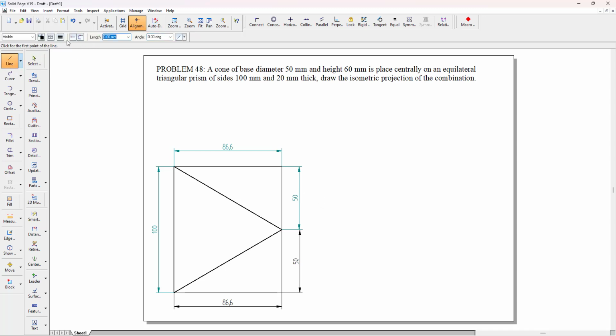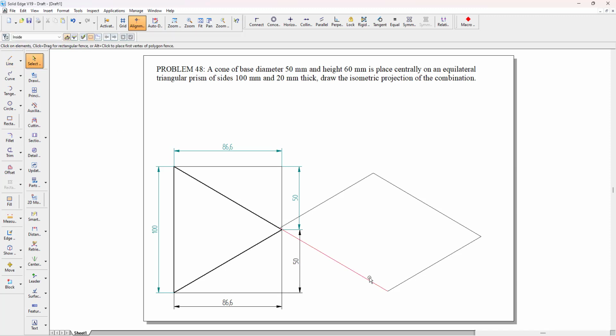So now let's start drawing the isometric triangle. I use a thin line. Here the length is 86.6, enter, at an angle of 30 degrees. Now the length is supposed to be 50, or I can also take 100, and the angle is supposed to be 150 degrees. Next I take 86.6, enter, angle minus 150 degrees. Next I'm going to join it here. So easily I got a rectangle here.